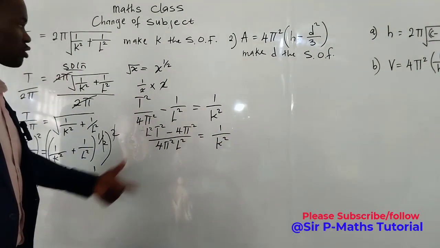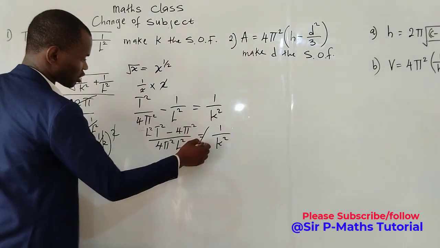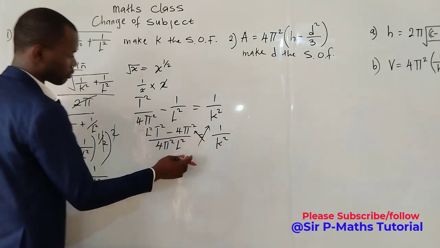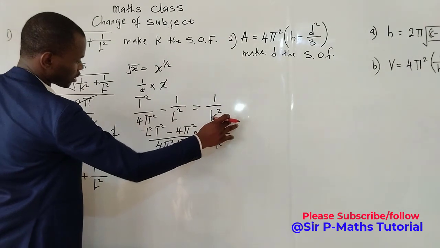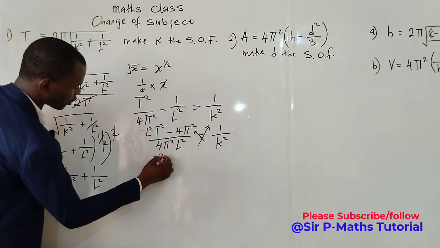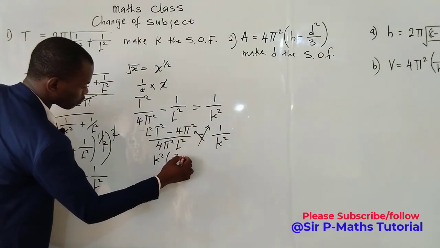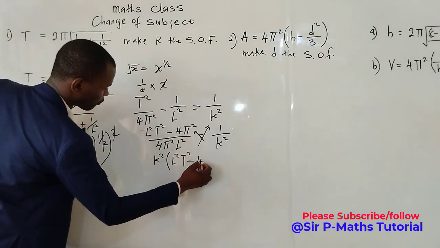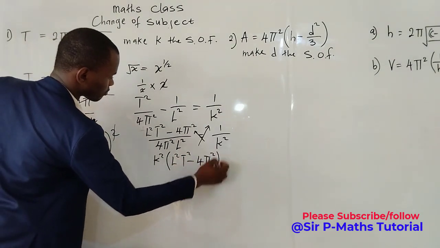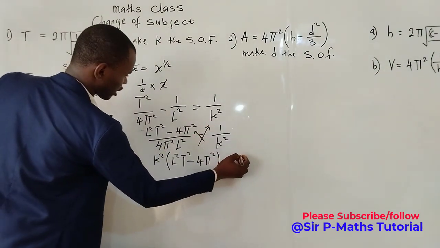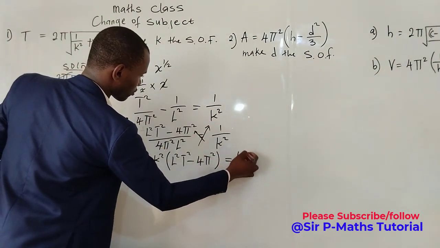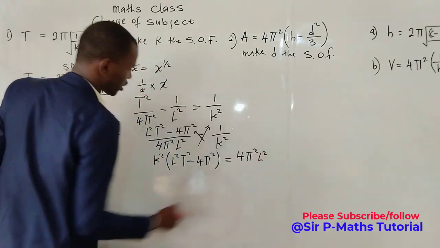We are gradually coming to the end of it. Now we must multiply at this point. This one will multiply here, and then this one will multiply here. So I will have k squared into l squared t squared minus 4 pi squared equal to this one multiply 1, and then I'll have 4 pi squared l squared.